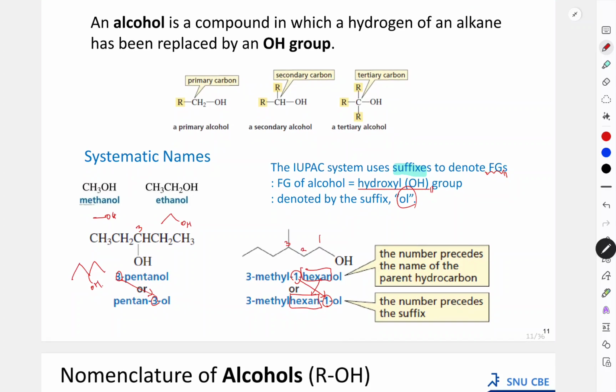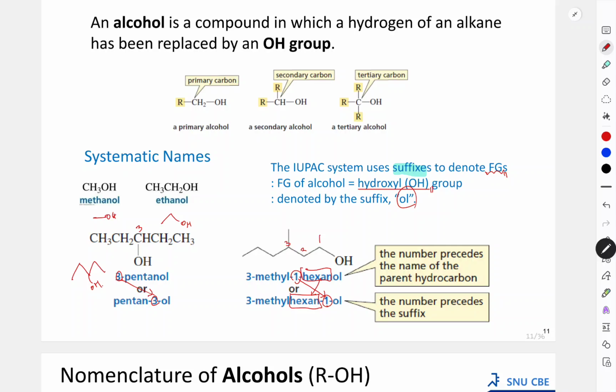Okay, what about this one? These two are also equally possible. You have 1, 2, 3, 4, 5, 6 carbons. So this would be hexane, but with the hydroxyl group, this is going to be hexanol. But you should specify the location. The carbon attached to the OH group needs to be number 1 carbon, and then this carbon must be number 3 carbon. And then you can make 3-methyl, to specify this methyl moiety.